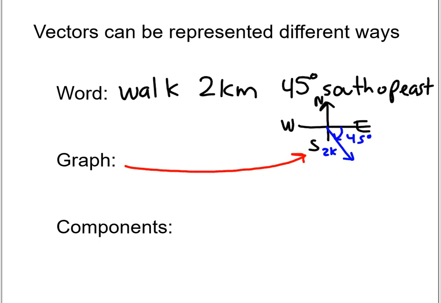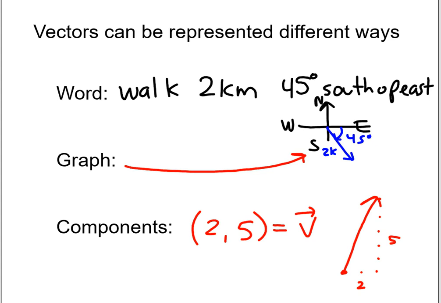Or we can say, oh, we're using components. So for example, 2, 5 is my vector v. So if you want to see what it looks like, you start here, you go 2. So 1, 2, 1, 2, 3, 4, 5. So this is vector 2, 5, and you can place it where you want in the plane. It doesn't have to start from 0, 0, right? Because see my picture here, I can move it around. It doesn't have to be at 0, 0. It's still the same vector. All right.